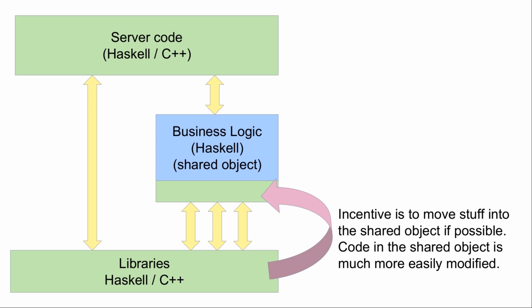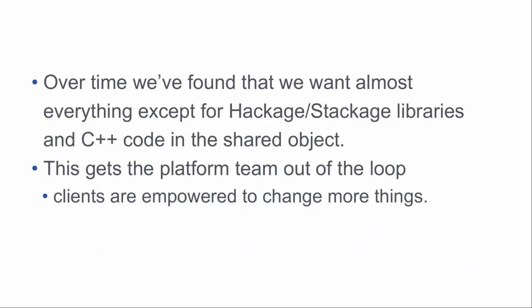So we found that code naturally migrates out of the libraries and into the shared object. Over time, all of the libraries that we originally had in the server tended to move into the dynamically linked code. All we're left with is just standard third-party Hackage and Stackage libraries and C++ code that lives in the server. And this is really great, because the platform team who are responsible for that server code are completely out of the loop now. The people working on the shared object, which is many teams, are now empowered to change any of these libraries.